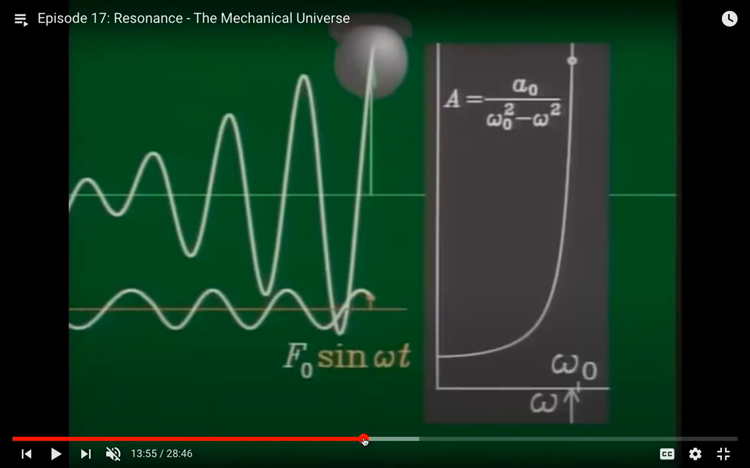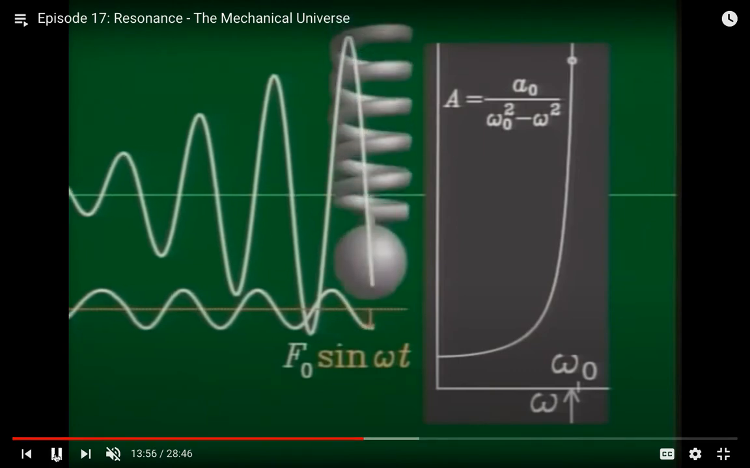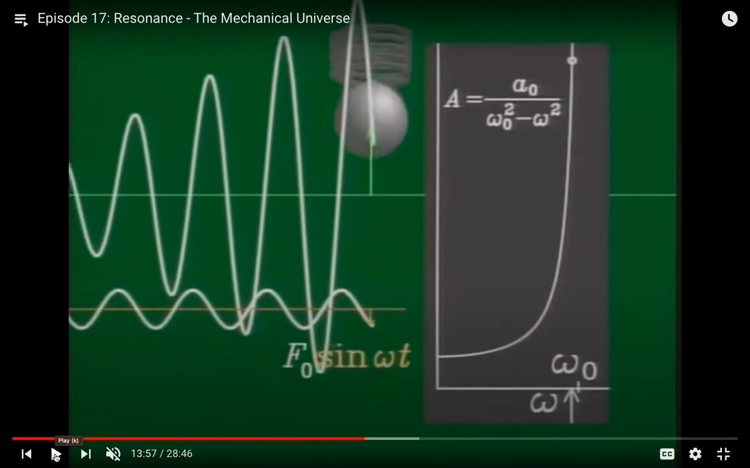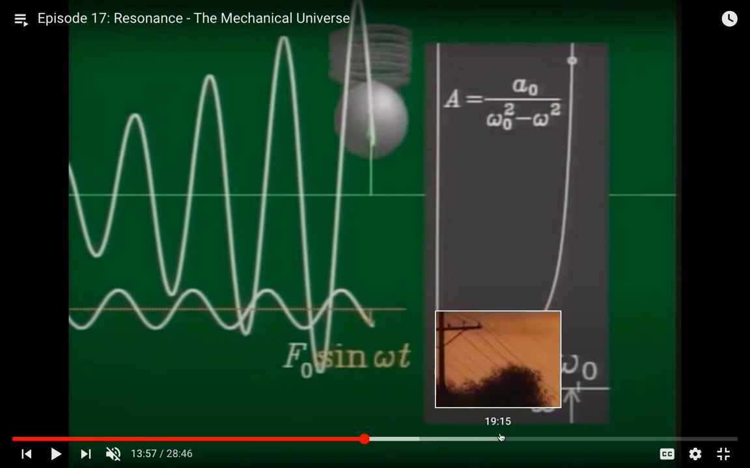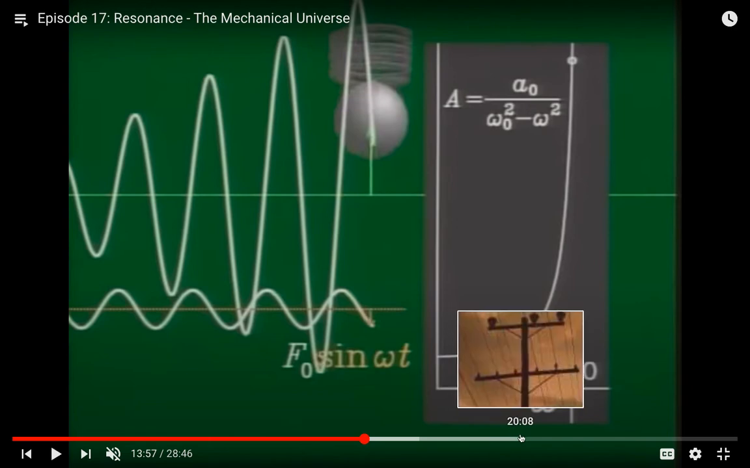resonance. Okay, so we get back to right in here where the amplitude of the mass spring system is just getting bigger and bigger and bigger. It's because the forced frequency is matching the resonant frequency. I really got to show you this.